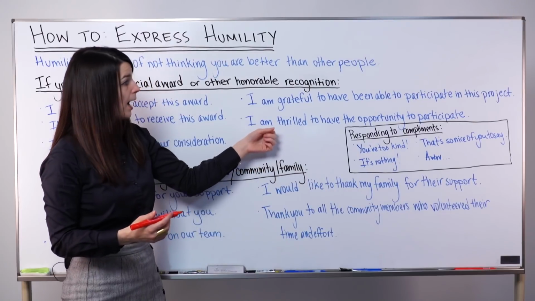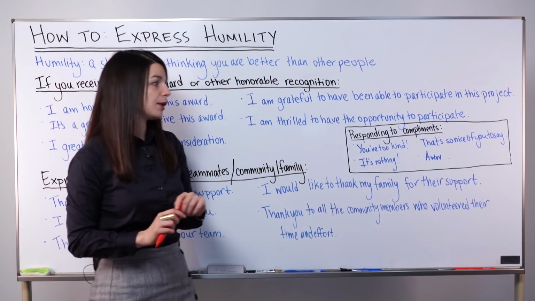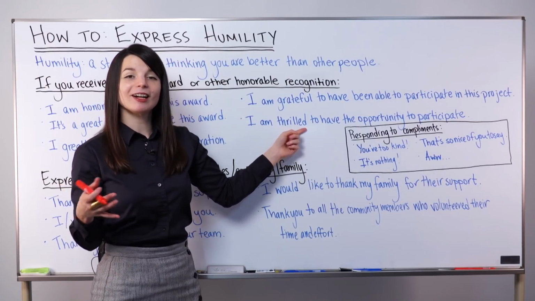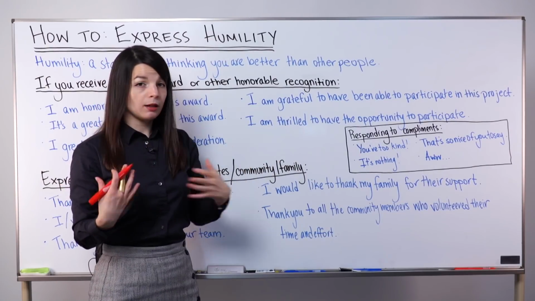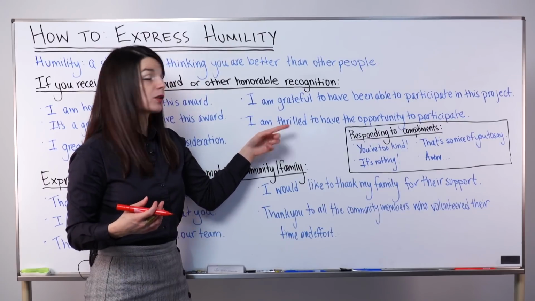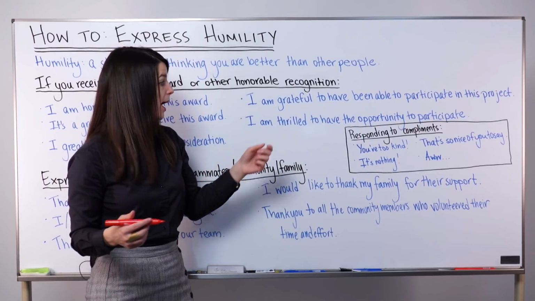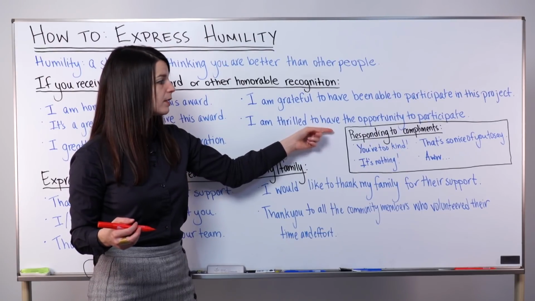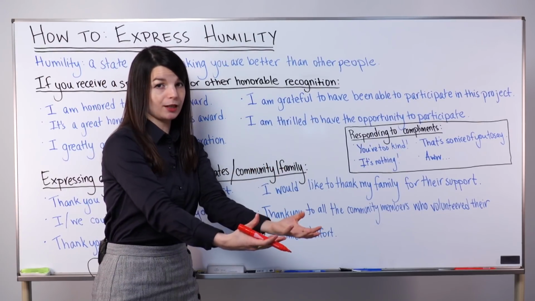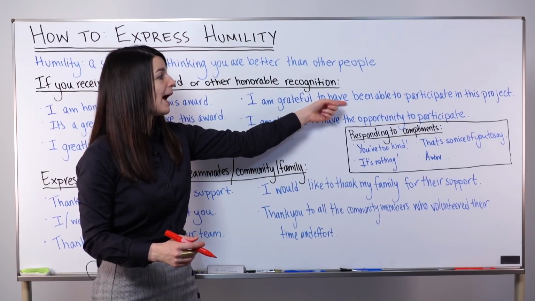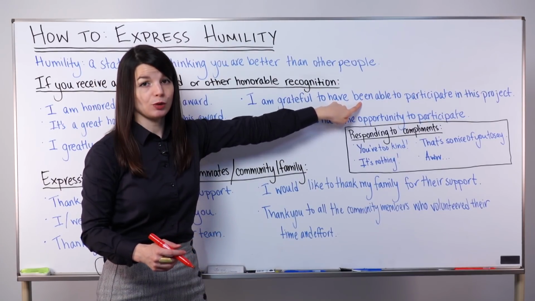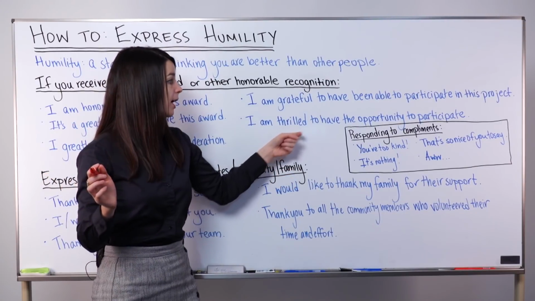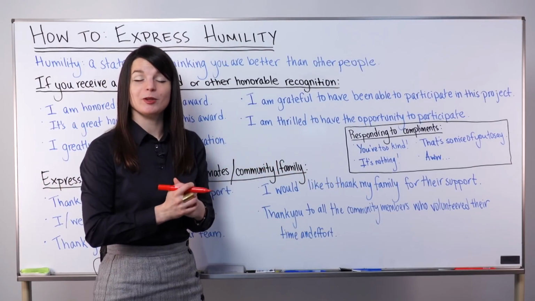Similarly here, I am thrilled to have the opportunity to participate. So thrilled means excited, very excited, but it sounds a little more formal in this case. So it's a stronger word that means excited. I am thrilled to have the opportunity to participate. So this is probably for an upcoming project. Here I used to have been able to, suggesting that the project has concluded, it's finished. Here I am thrilled to have the opportunity to participate.